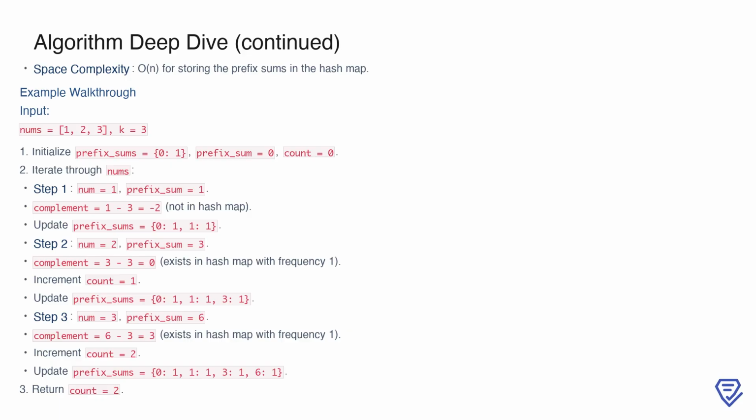Next, we process the element 2, updating prefix_sum to 3. The complement, 3 - 3, equals 0, which does exist in the hash map with a frequency of 1. This means there is one subarray summing to k so far, so we increment count to 1. After updating the hash map, we move to the final element, 3. Here, prefix_sum becomes 6. The complement, 6 - 3, equals 3, which is in the hash map with a frequency of 1. We increment count to 2, reflecting the two subarrays that sum to k, [3] and [1, 2]. Finally, we return the count, which is 2.